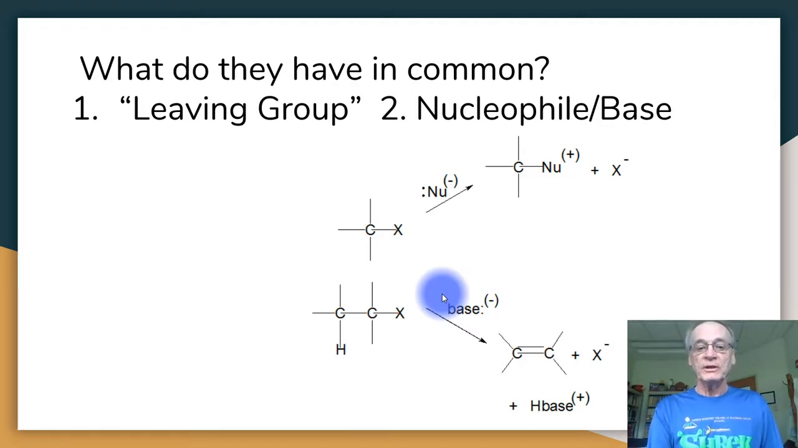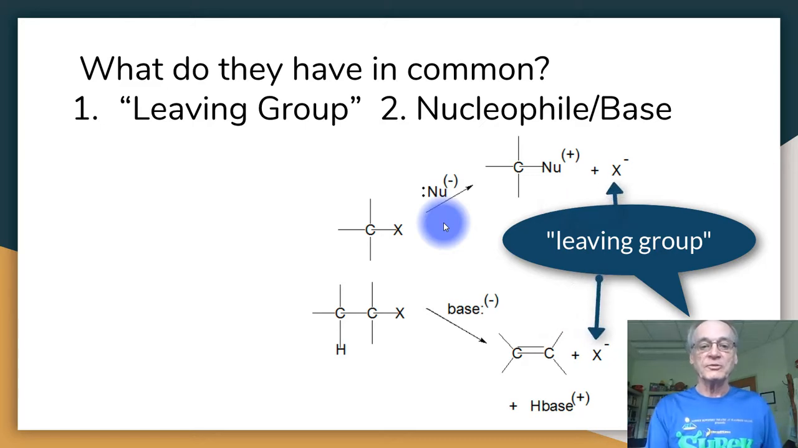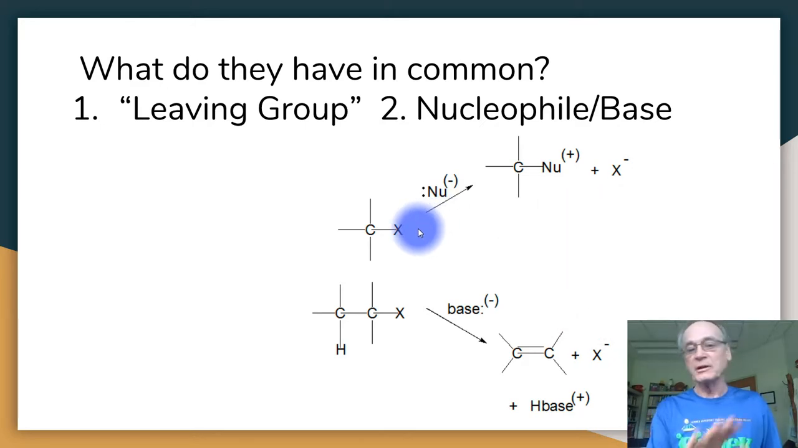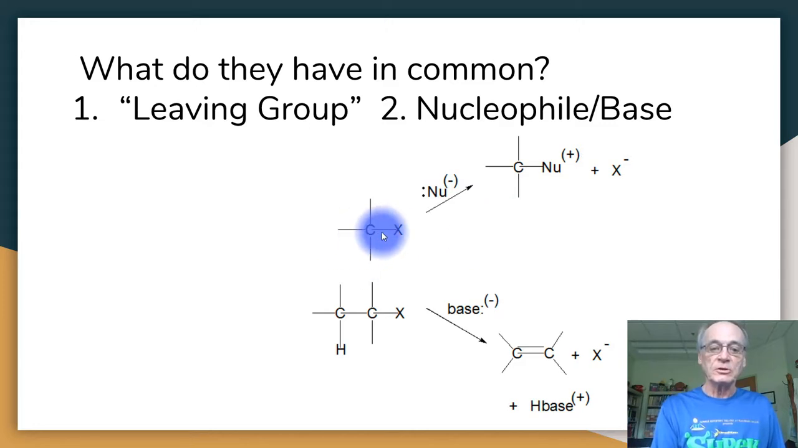So what do these two things have in common? Well, first of all, there's a leaving group in each case. Now, leaving group in quotation marks, because in this case and throughout this chapter, and 90% of the time when we talk about a leaving group, it's just a halogen. So the leaving group is the halide. It leaves with its pair of electrons and becomes negative. So that's what we mean by leaving group. It's a group that leaves with its pair of electrons. So this pair goes off with a halogen, or whatever the leaving group is.